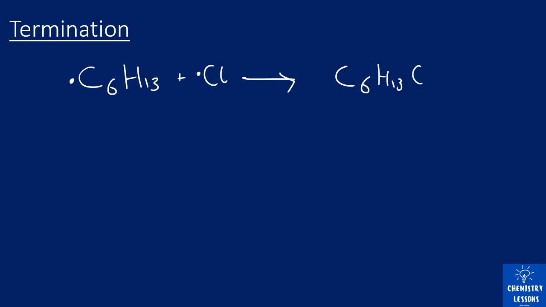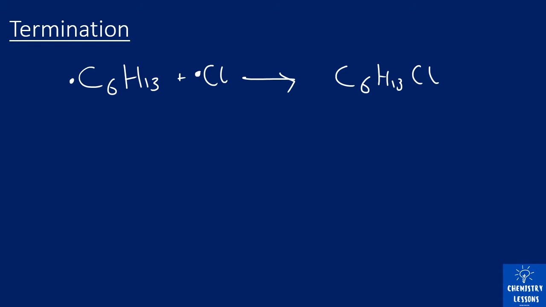Now a termination step is the coming together of 2 free radicals to make no free radicals in the products. Now again, there are numerous termination steps. Let me pick this C6H13 radical that we saw in the propagation step, and let me react it with a chlorine free radical. That would make C6H13Cl. That's a termination step here, because we're using up 2 free radicals to make a non-free radical. In other words, this would terminate the reaction. There's no molecules here that would go on and react further.